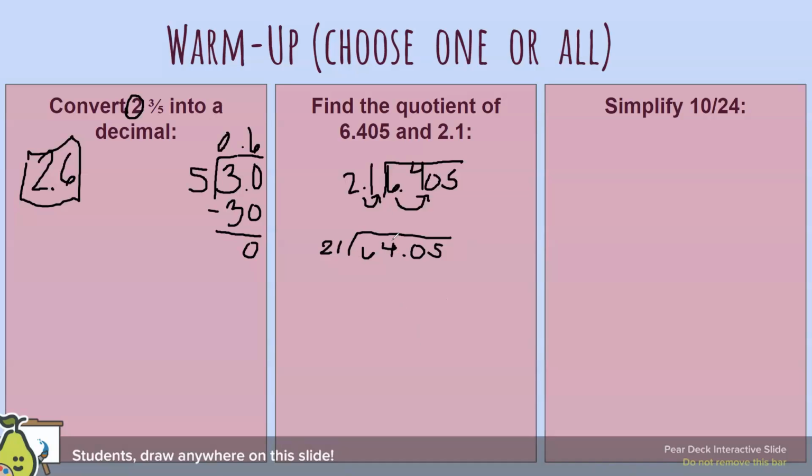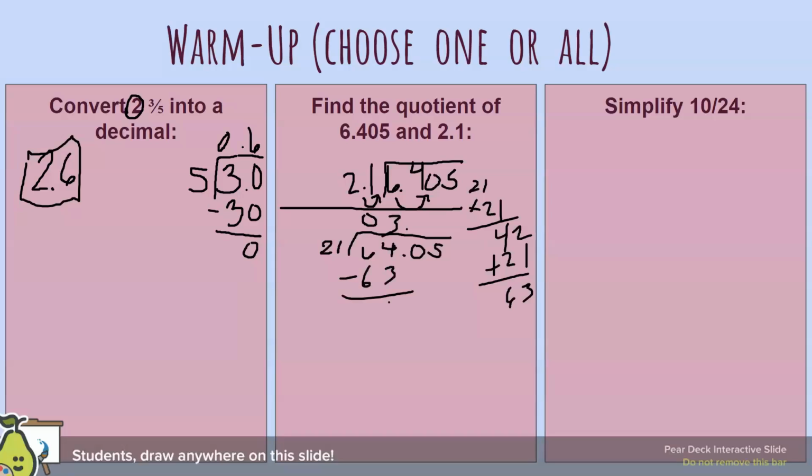So now when I'm doing this, I'm going to move my decimal up, and I don't know my 21s. I know 21 plus 21 equals 42, but that's not close enough. Then I know that if I add another 21, I get to 63. Well, that's close. So I'm just going to put a little line here. So 3 times 21 is 63. I subtract and I get 1. 10 goes, the 0 goes down. 21 does not go into 10, so I'm going to put a 0 and I'm going to bring my 5 down. I'm going to have to add some more 21s because that's not enough.